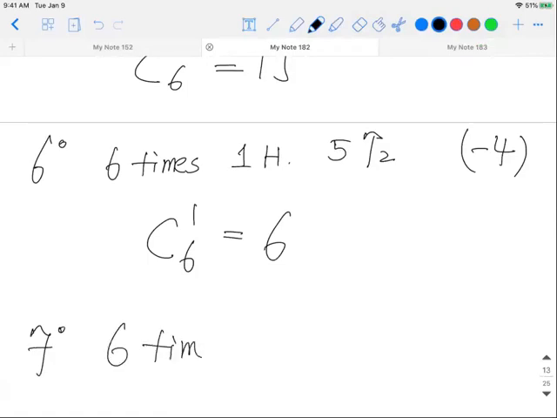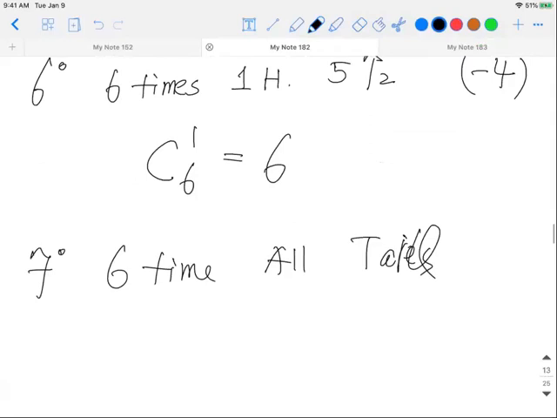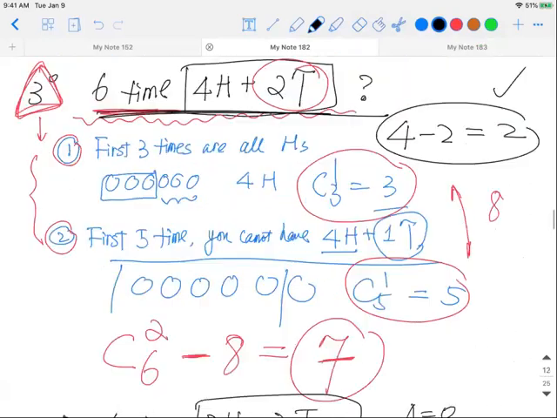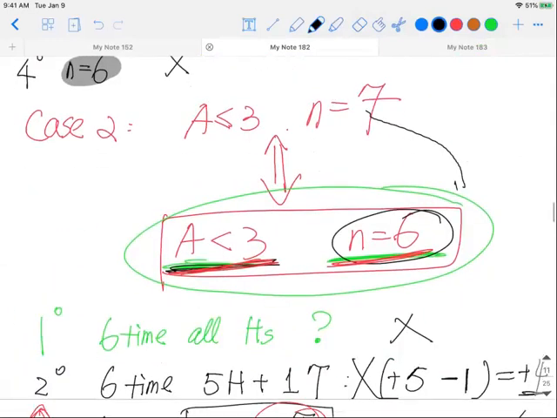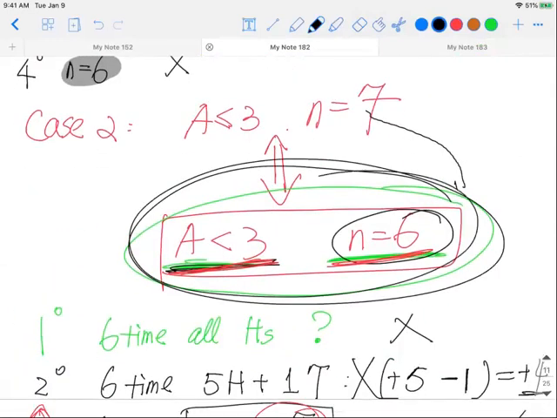6 times tails. That's still possible, right? Tails, still possible. That's going to be only one scenario. So in total, in your second scenario, we're talking about what? Whenever your upper limit is hit, but your numbers are still lesser.